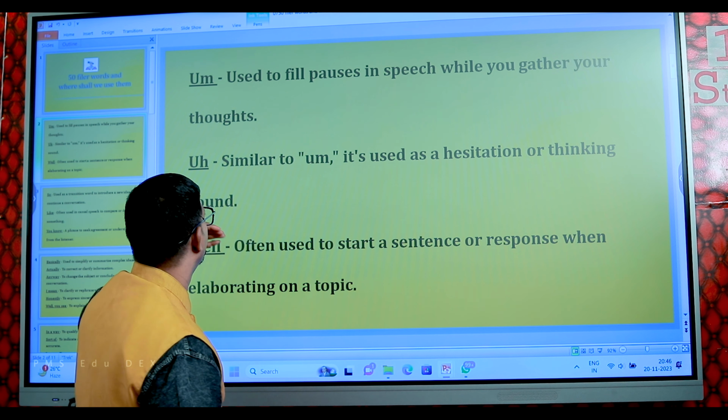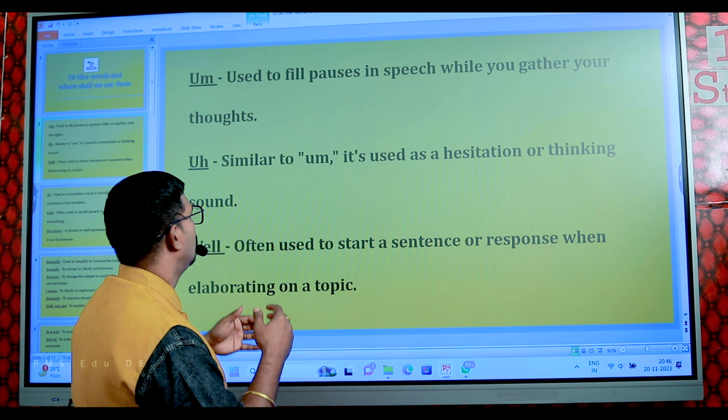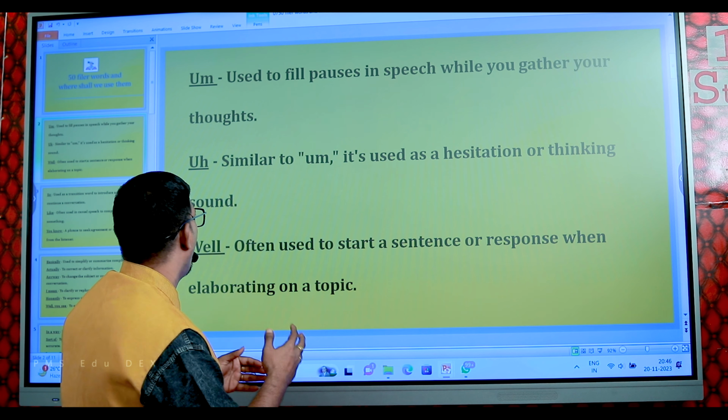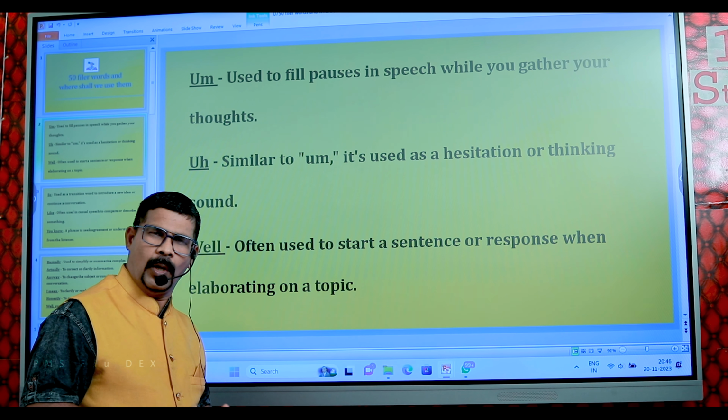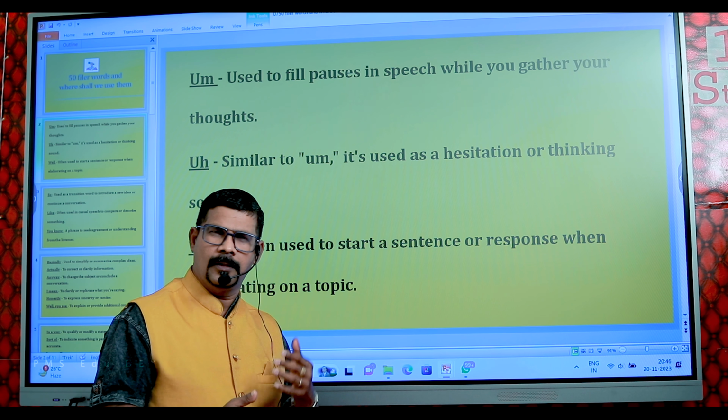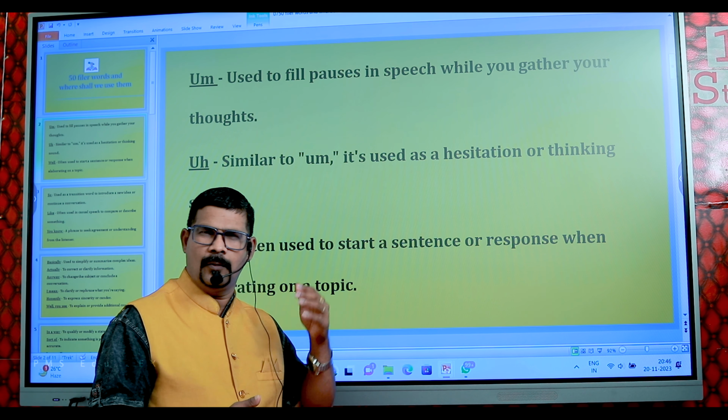The next filler is a sound similar to it, used as a hesitation or thinking sound. When we converse with people, we often use these sounds. And well: you and me, most often we use this filler to start a sentence or a response when elaborating on a topic. If you wish to elaborate on a particular topic or idea, we use the filler "well".